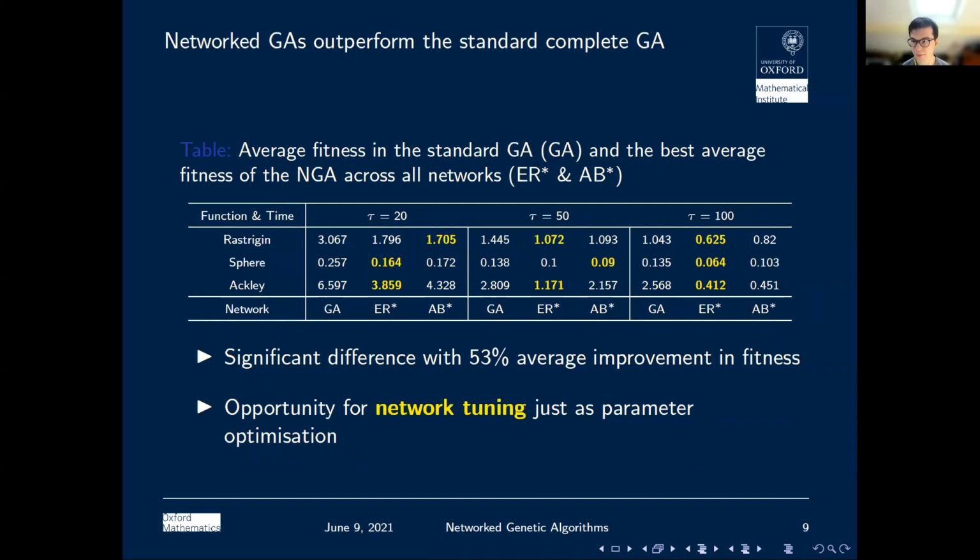The last finding I would like to show you is that these network GAs outperform the standard complete GAs. By that, I mean that if we plot the average fitness of the standard GA and the best fitness we achieved in all the different networks that we considered, the standard GA with the complete network is never the winner. In fact, there is a significant improvement of 53% on average in fitness, considering other networks. ES star and AB star designate the best network inside each category.